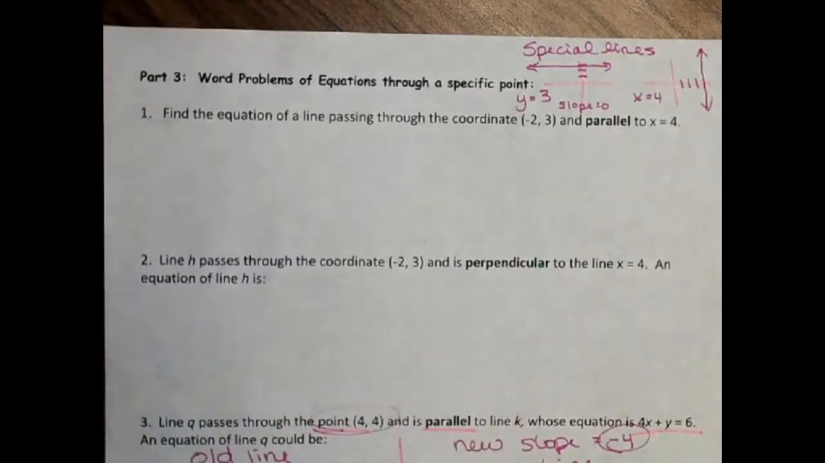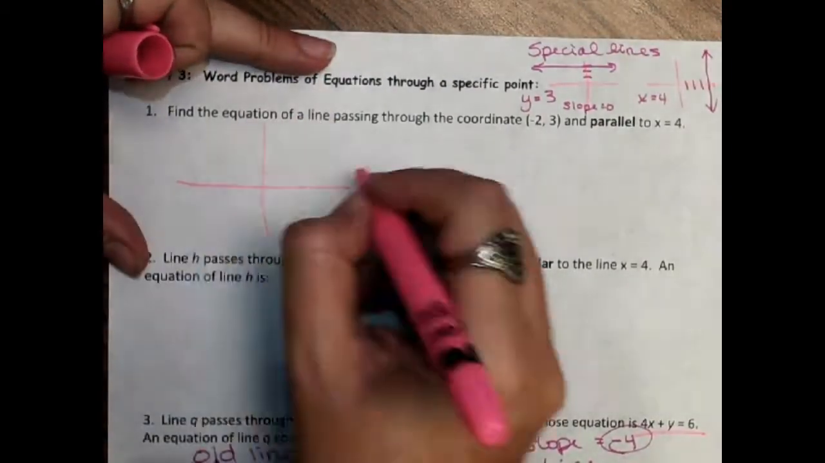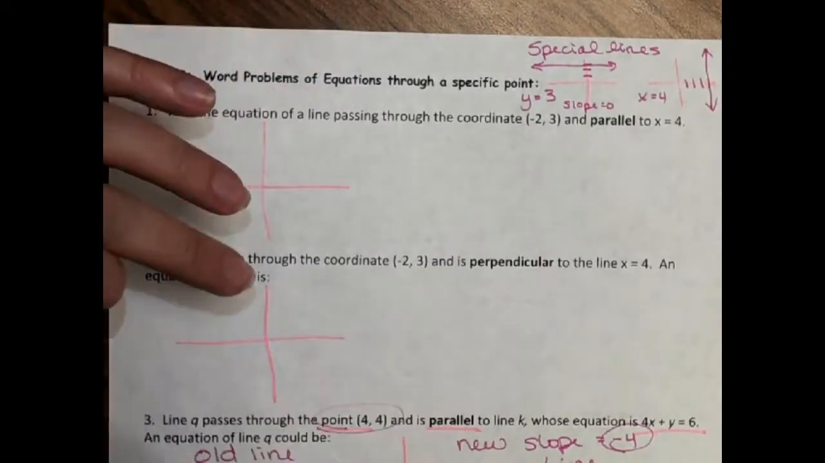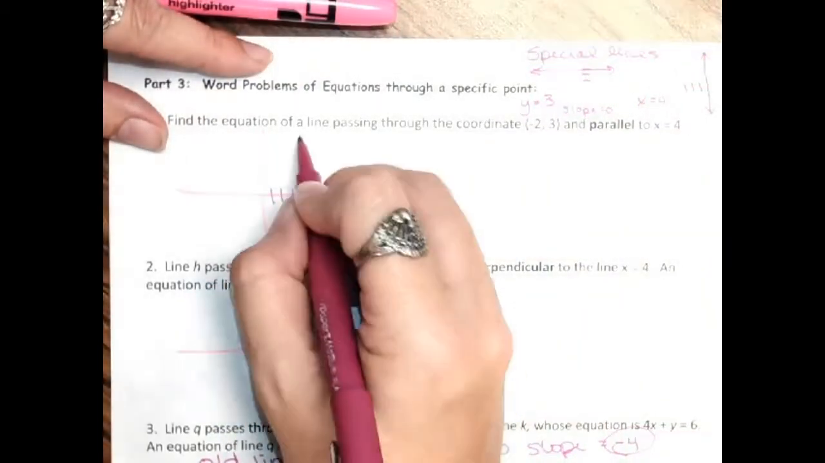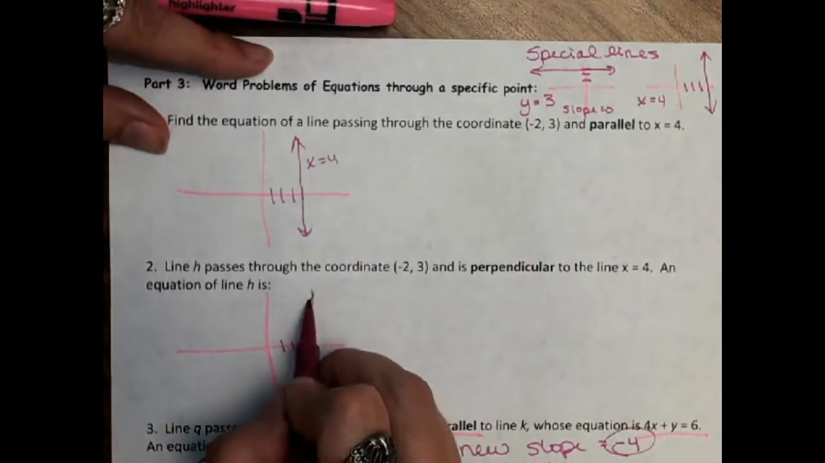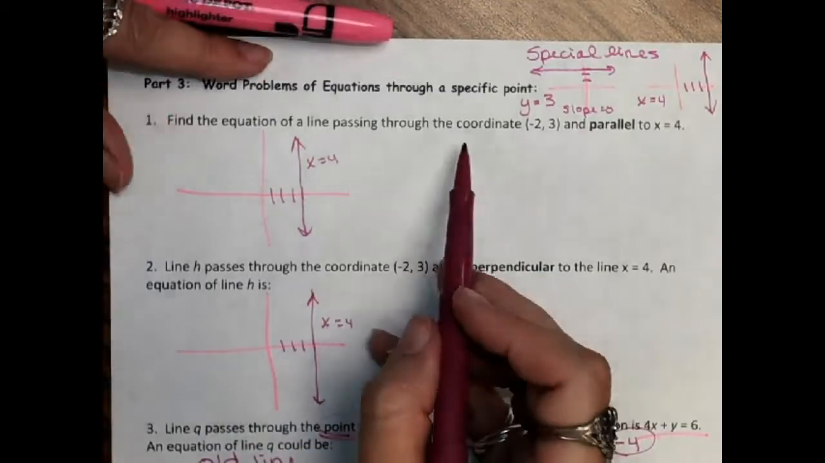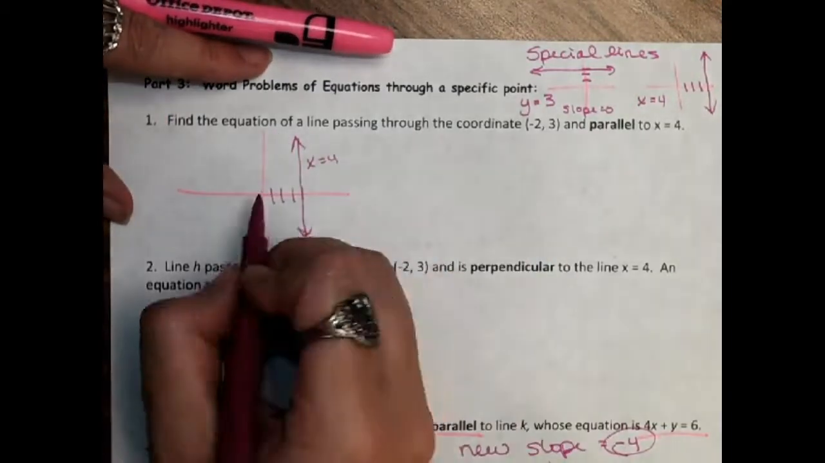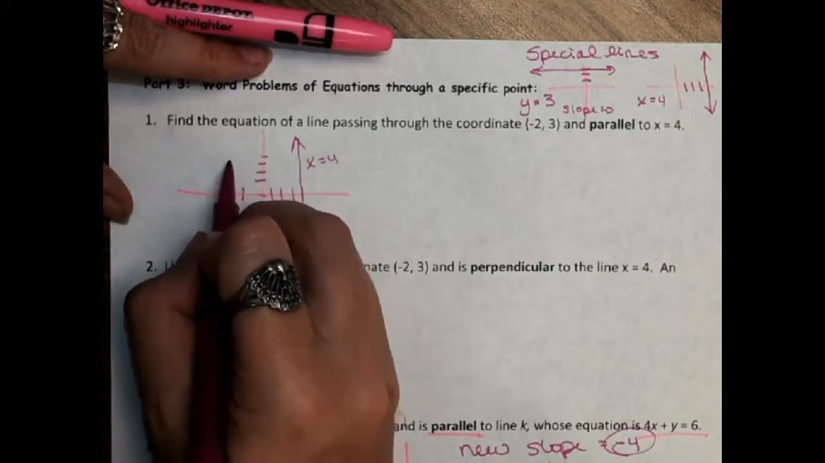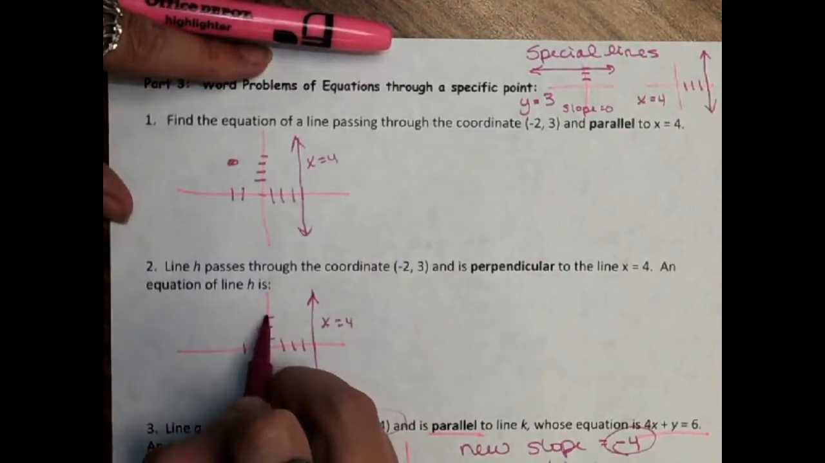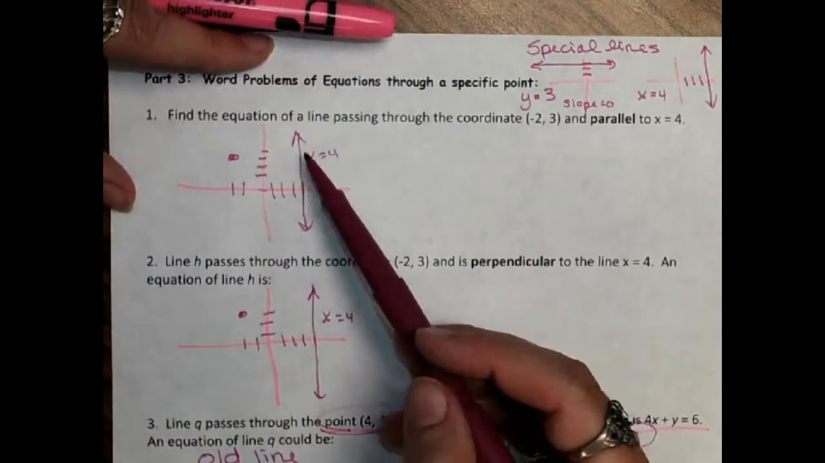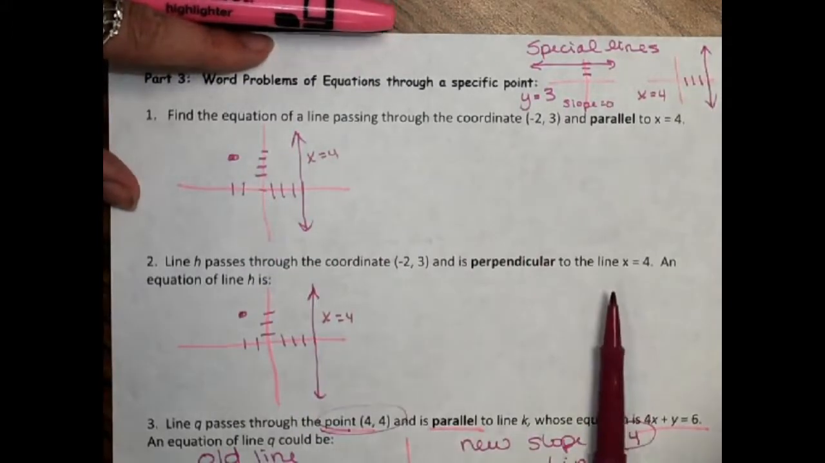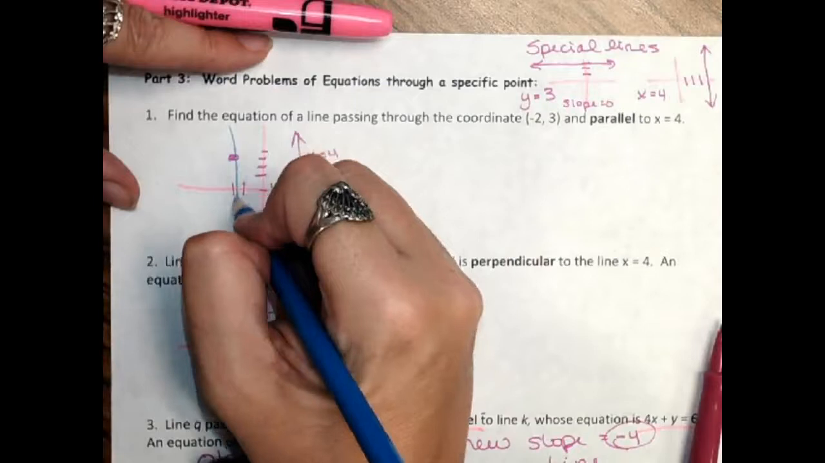The easiest way to do it is just make a little graph. And graph this point on each one, which we just said is super easy. X equals 4 is just a straight up and down line at 4. And on this one, I want to find the equation of a line going through negative 2, 3. Same thing here, negative 2, 3. And this one I want it to be parallel to this one. Well, if this line is x equals 4, what do you think that line's going to be when I make it? It's going to look like this.